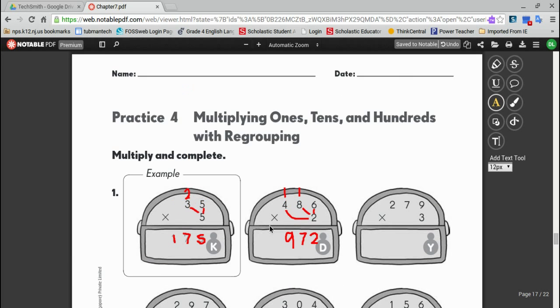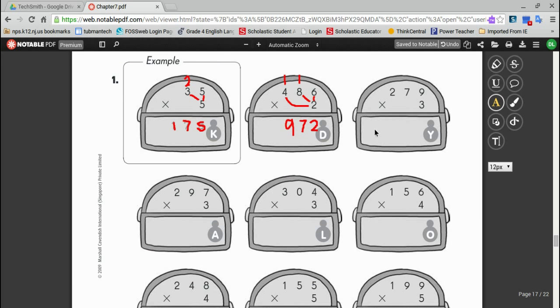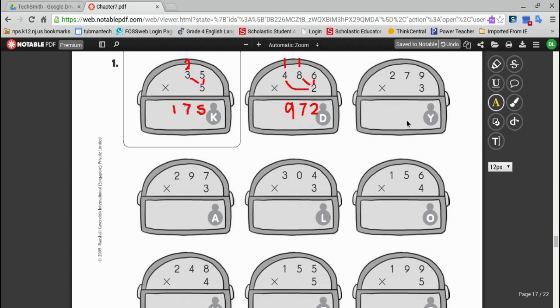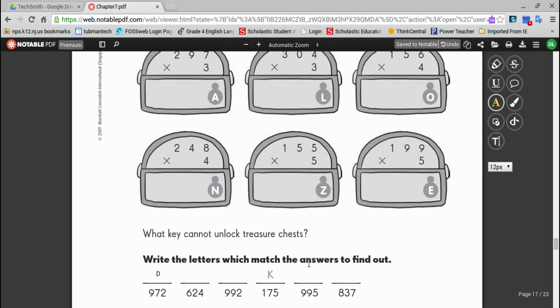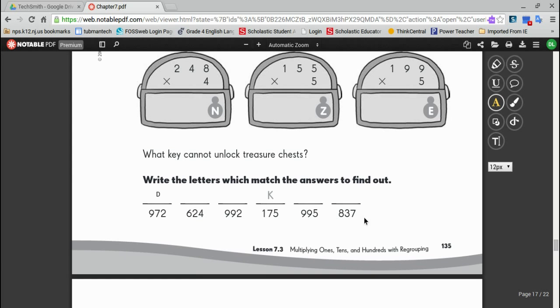Okay, so I think you guys can do the rest by yourself. This is just multiplication. And when you finish multiplying these problems, you'll get the answers, and you'll put the letters over here. It says, what key cannot unlock treasure chests? And you'll get the answer over here. So hit pause and finish all of these problems, and then we'll move on to page 136. Go ahead, get started.